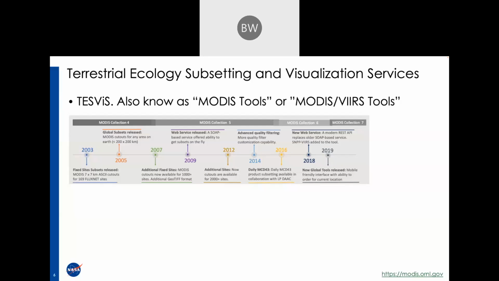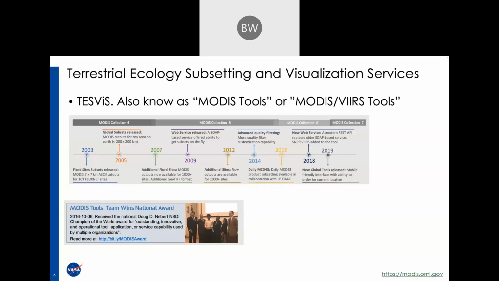We got some specially prepared subsets of selected MODIS land data products that were provided to us by MODAPS, the MODIS Data Processing Facility, and we made those data available. We expanded our capabilities to provide on-demand subsets, added some additional fixed sites over time, developed some web services, added more sites, added more data products, and expanded beyond MODIS. Next slide. That's led to some recognition for this tool, including this particular award.